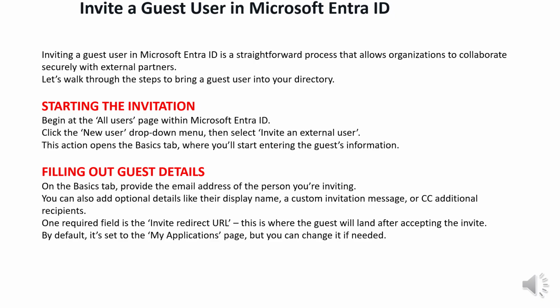Filling out guest details. On the Basics tab, provide the email address of the person you're inviting. You can also add optional details, like their display name, a custom invitation message, or CC additional recipients. One required field is the Invite Redirect URL. This is where the guest will land after accepting the invite. By default, it's set to the My Applications page, but you can change it if needed.